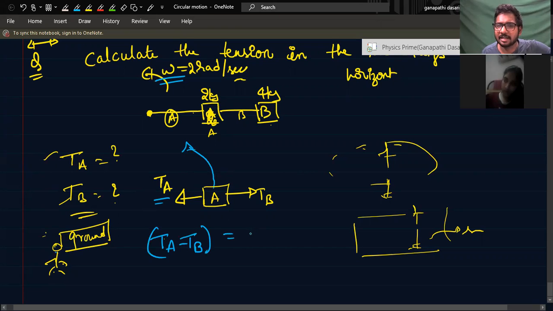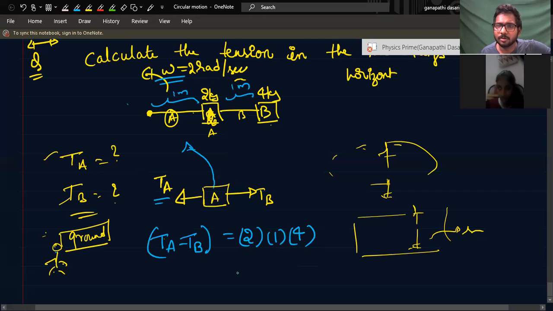m r omega square. I need to give you the length also here. Consider this as 1 meter. Consider here 1 meter, okay? Consider the length also. So answer is what? 2 into m into r. How much radius is it moving? 1 meter radius. Omega square is how much? 4.